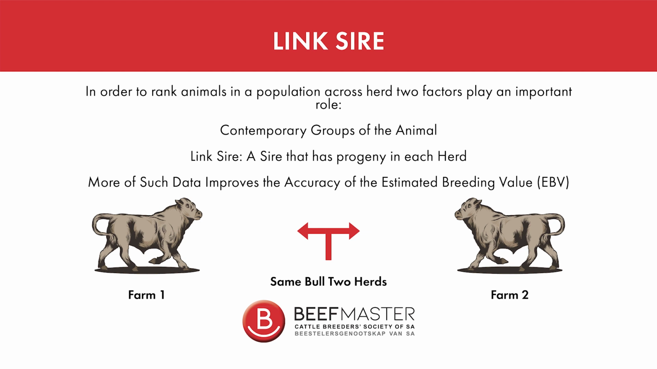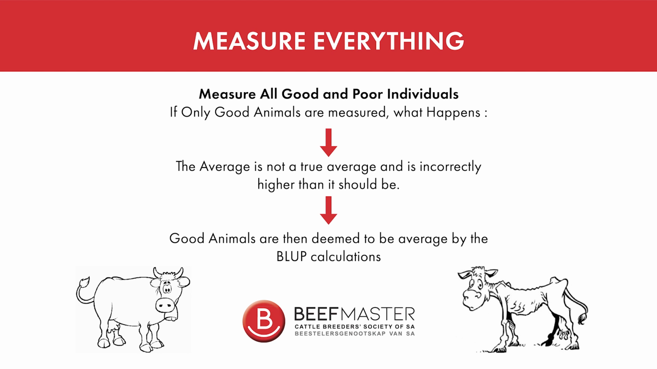In order to achieve accurate BLUP data in a herd, related animals in more than one herd are needed. For accurate BLUP data, pay attention to animals that link herds together. Measure all animals in each group. Guard against weighing only the good performers. This will cause the average to be higher than the actual average, and then good animals will show up poorer than they should be.